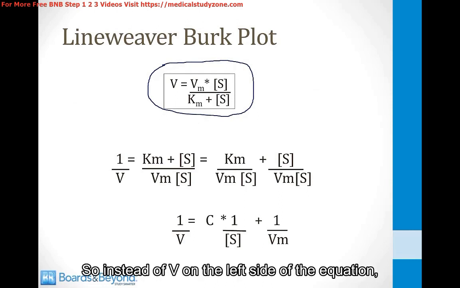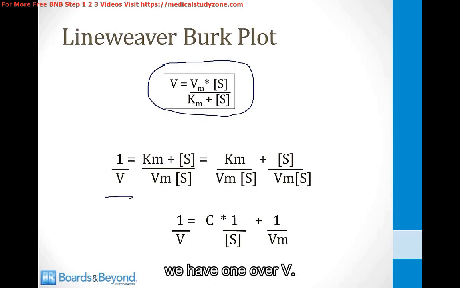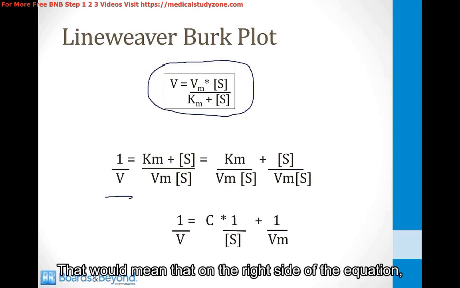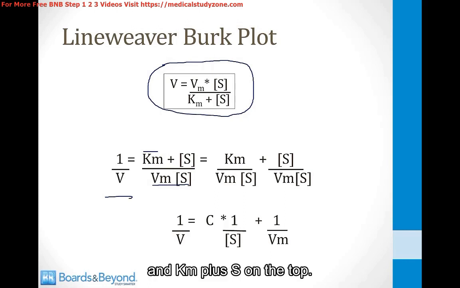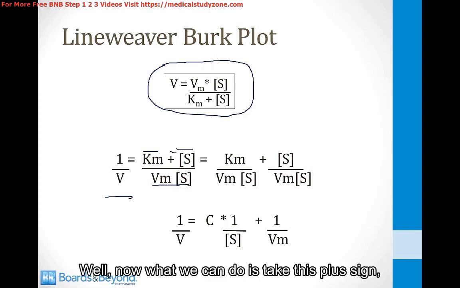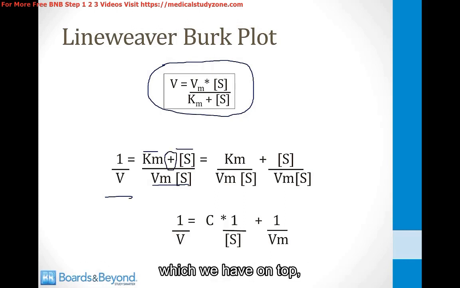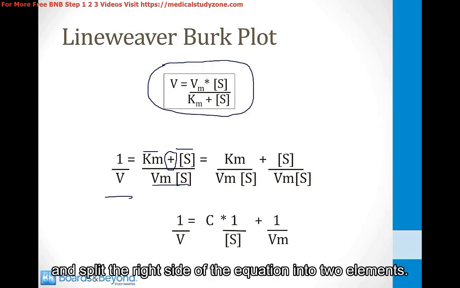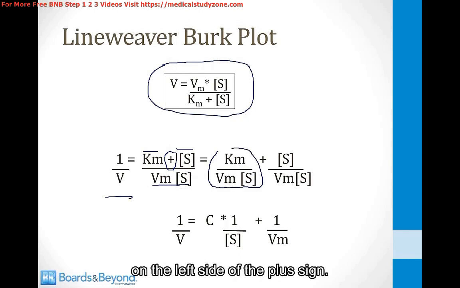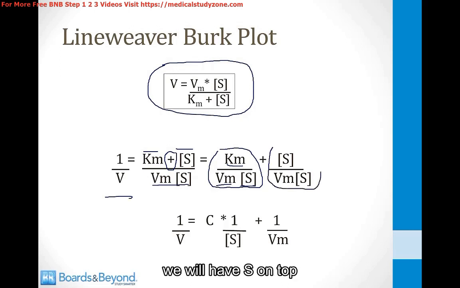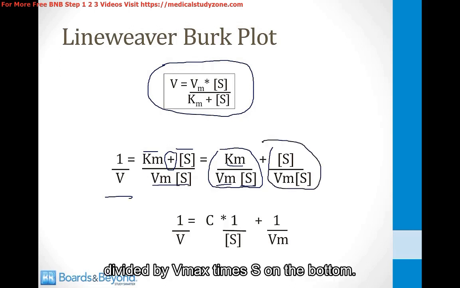So instead of V on the left side of the equation, we have 1 over V. That would mean that on the right side of the equation, we would have Vmax times S on the bottom and Km plus S on the top. Well, now what we can do is take this plus sign, which we have on top, and split the right side of the equation into two elements. The first element, on the left side of the plus sign, will be Km on top divided by Vmax times S on the bottom. On the right side of the plus sign, we will have S on top divided by Vmax times S on the bottom. And these two S's cancel out.